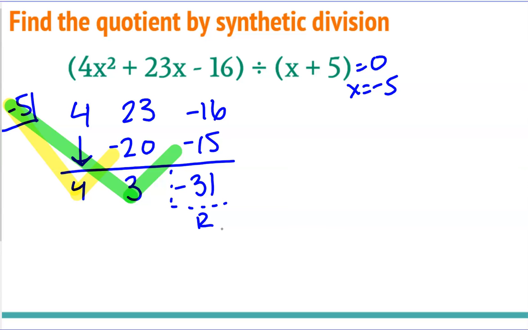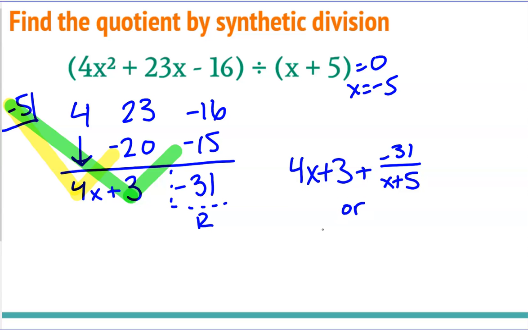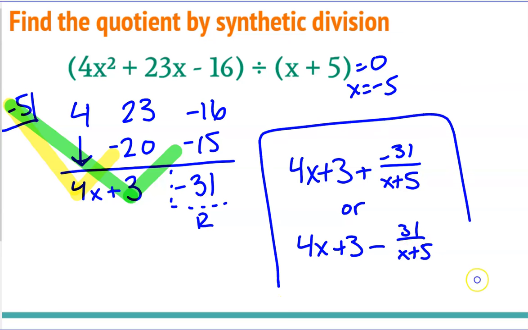So my remainder is no longer 0. So when I write my answer here, again, it was x squared. My answer starts with just an x now. So it will be 4x plus 3, but the remainder of negative 31 was not divided evenly into x plus 5, okay? So that is still going to be over x plus 5. That's how we write our remainder. So 4x plus 3 plus the remainder of negative 31 over x plus 5. Or if you really want to, you can just say minus and then 31 over x plus 5. Technically, it is the same thing. So whichever one you like, take your pick. Okay?